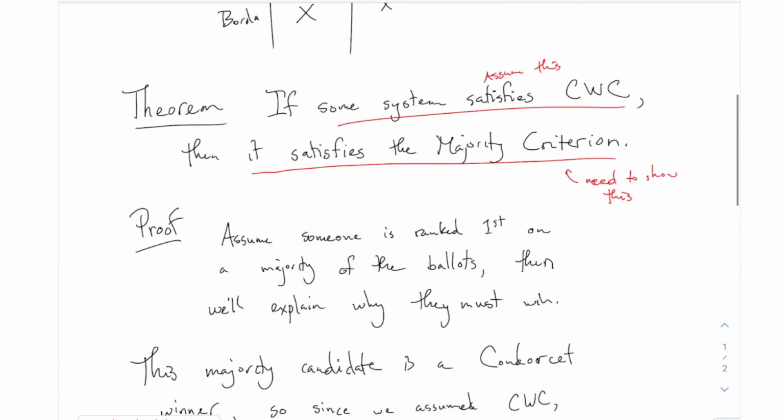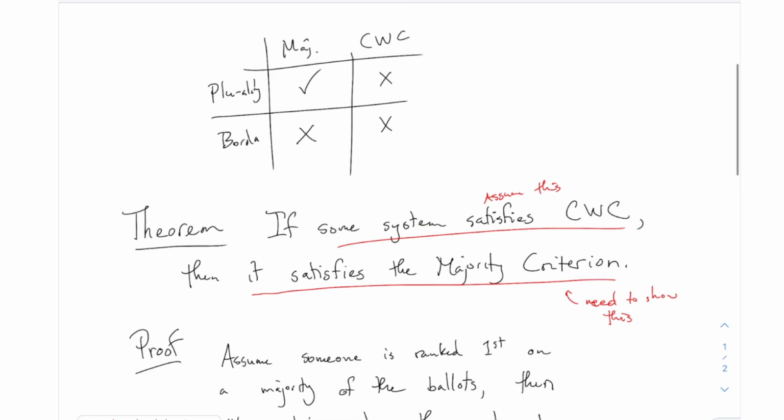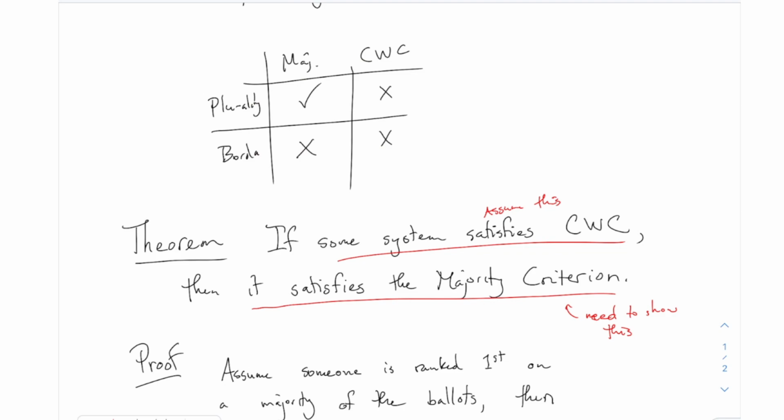So if some system satisfies the Condorcet winner criterion, then it satisfies the majority. That means in this chart here, if you ever see a check in this column, automatically there will also be a check in this column. There must be. Although the other way around is not true. You can see already, it is possible to have a check over here, but not over here. So you should think of the Condorcet winner as sort of like a stronger version of the majority. It's harder to get a check over here. But if you do get a check over here, you automatically get a check over here.